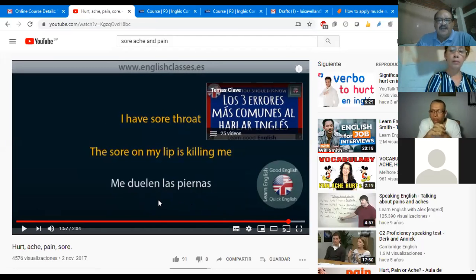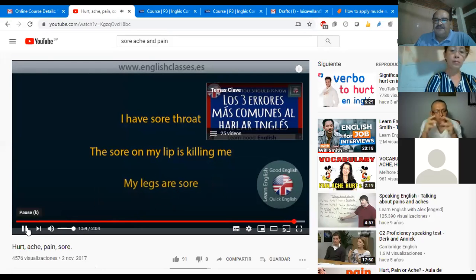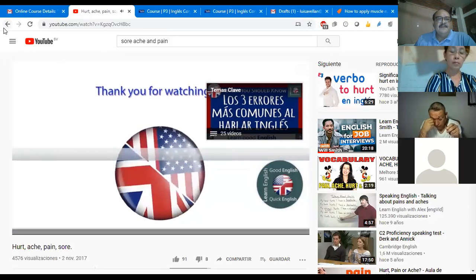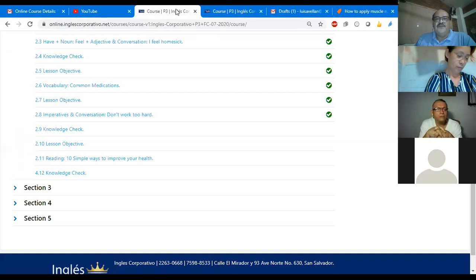This is after we walk or after we exercise a lot, right? And when we do a lot of exercise the first day, then you say, oh, my legs are sore. If you go to the gym today, then the next day, on Thursday, your legs will be sore. So you will have a pain in your legs. Okay, your legs will hurt. So you see, there are different ways to say it.